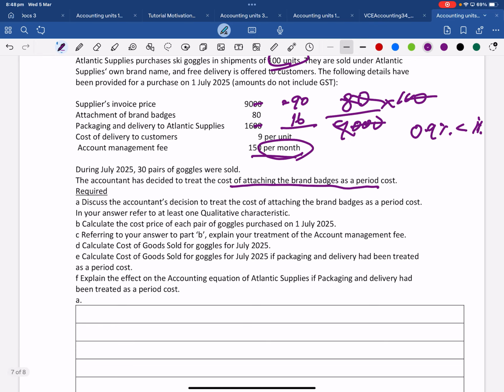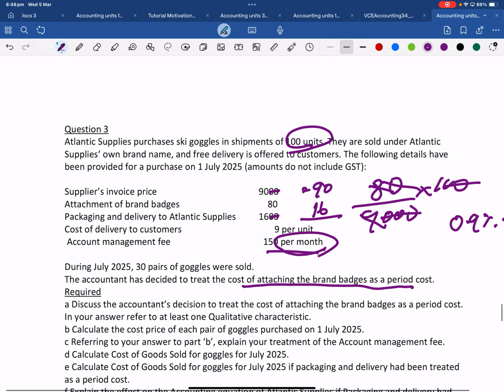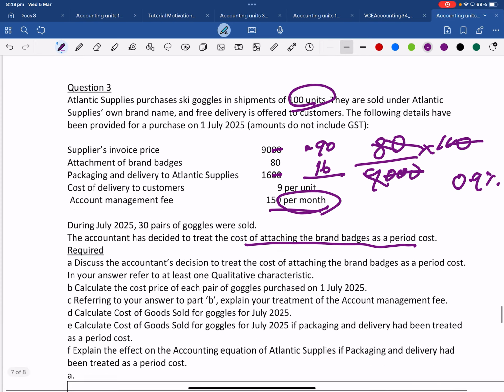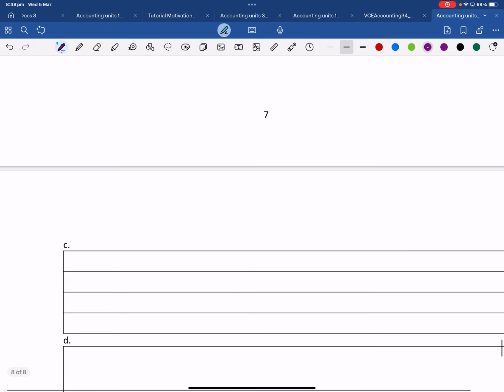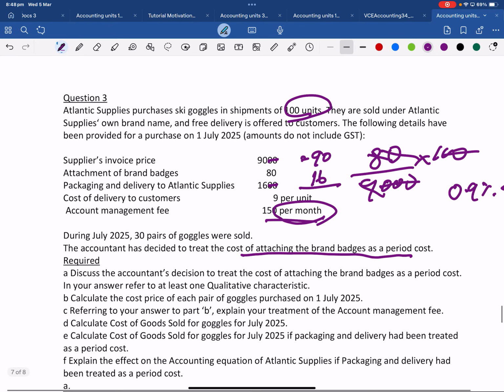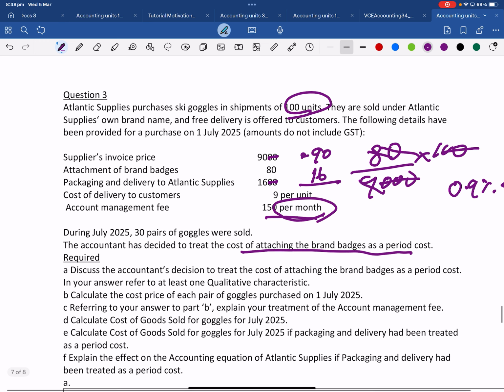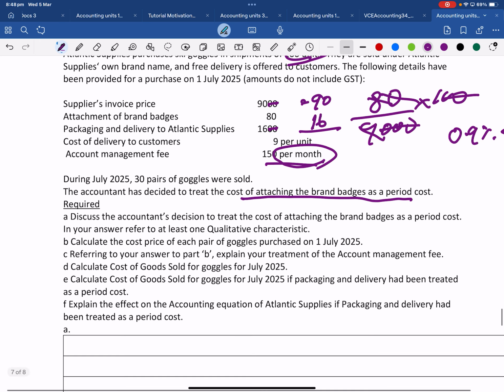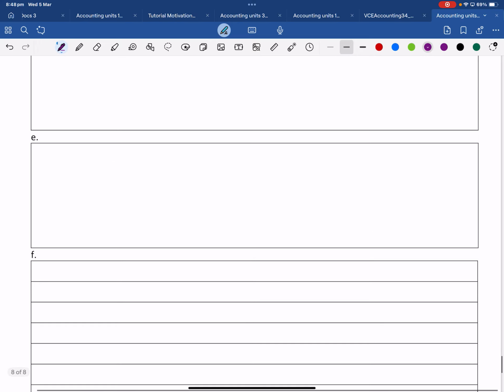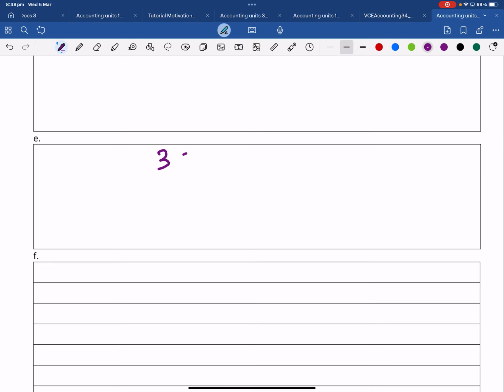D. Calculate the cost of goods sold for goggles. What is the COGS for goggles? How many did we sell? 30 of them were sold, yep. Out of 100, 30 were sold. And what will happen? 30 times 106, yep.